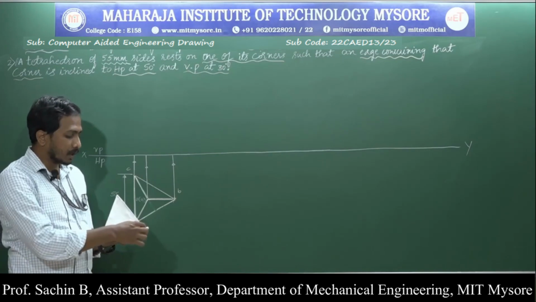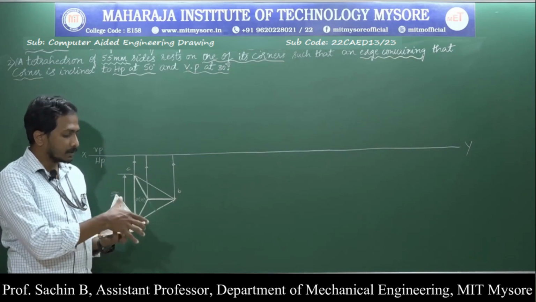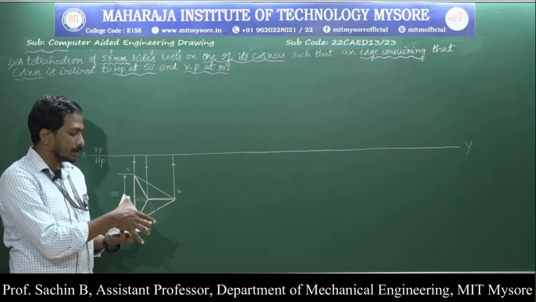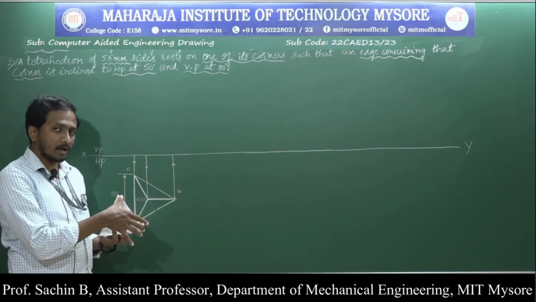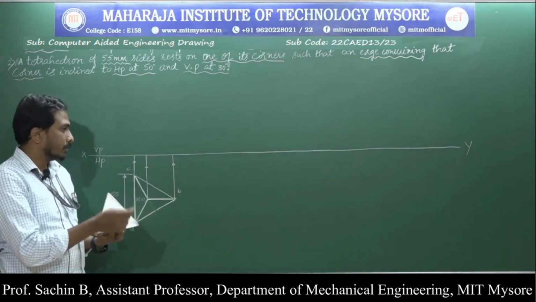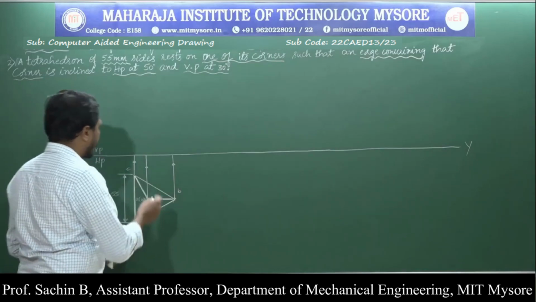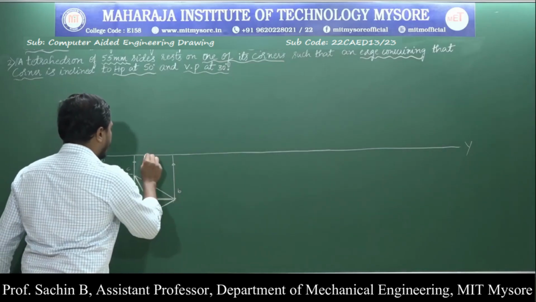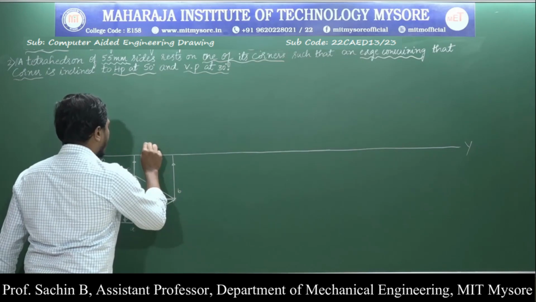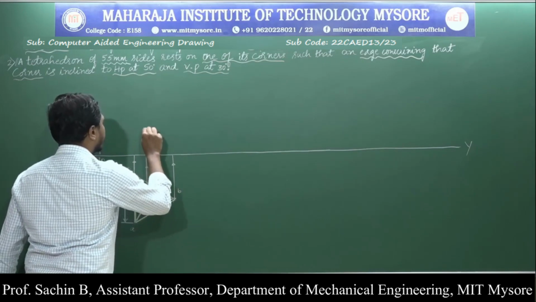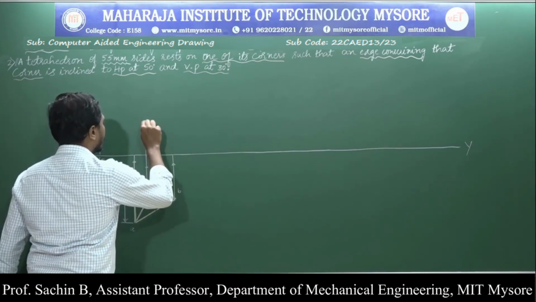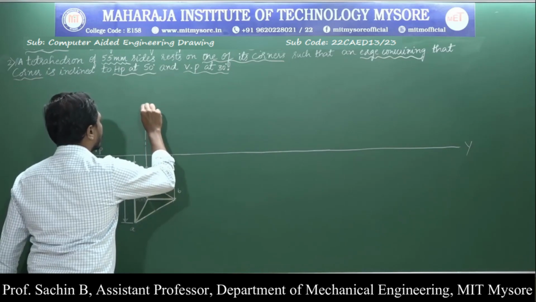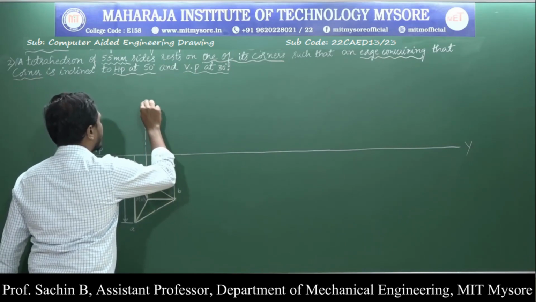But in the front view we can observe that if I project this slant edge, it is exactly at a length of 55 mm. For that, before going to construct the front view, I will extend this axis line to the required length. I am extending this axis line.